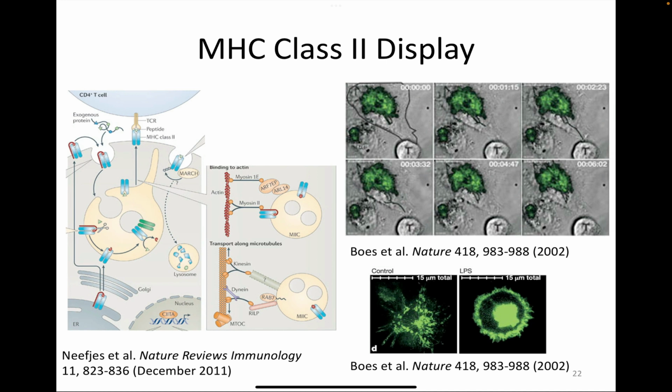So here you can see a dendritic cell that is not activated, and it just has class 2 kind of wherever. And then if you activate that dendritic cell, it puts all of that class 2 up around the surface in order to present to cells. So this is an activatable process that occurs through transport on the microtubules.